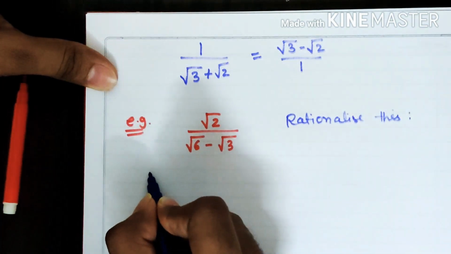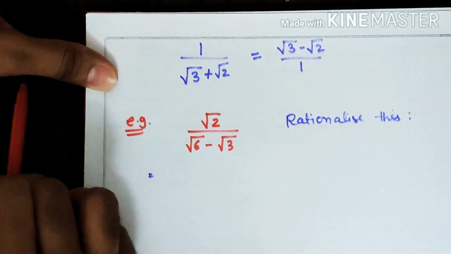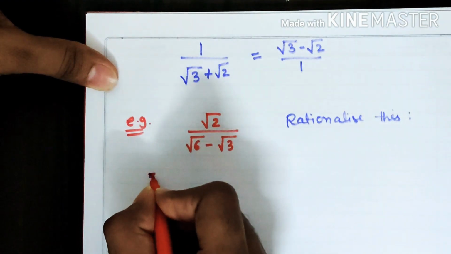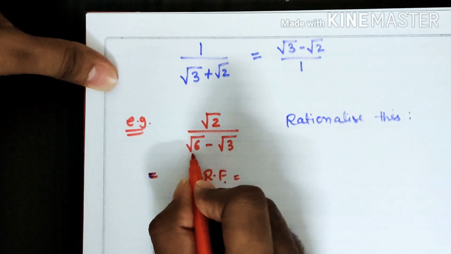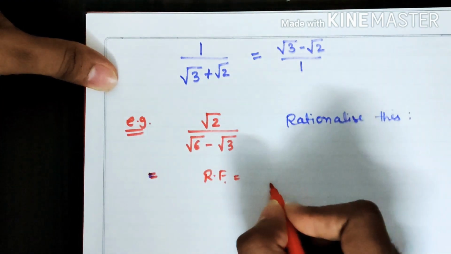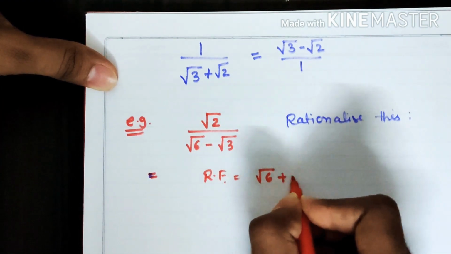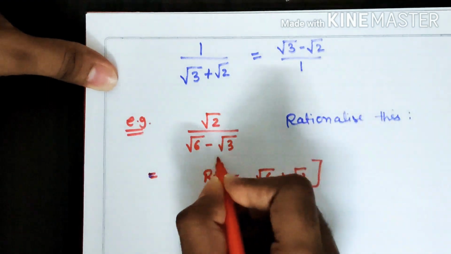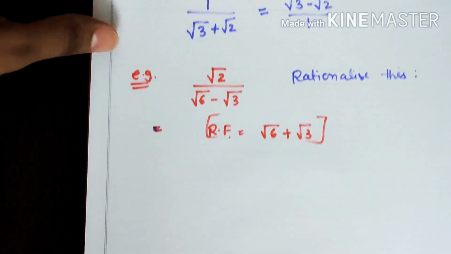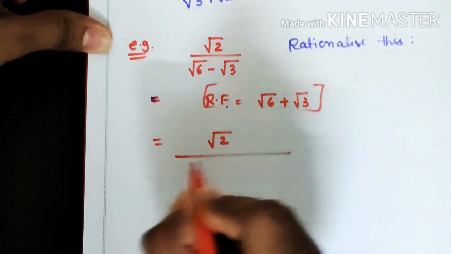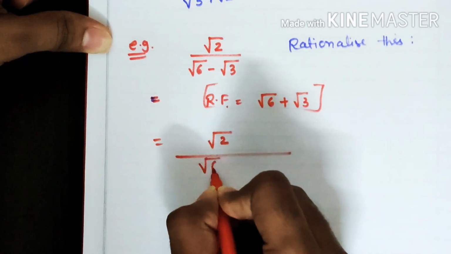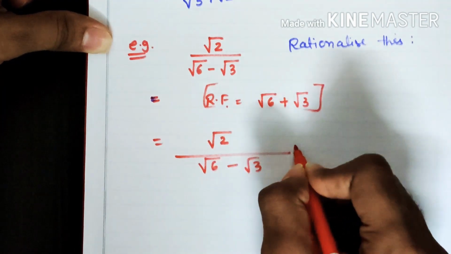Okay. First of all, we need to identify the rationalizing factor. So our rationalizing factor here, for root 6 minus root 3, will be root 6 plus root 3. Is it clear to everyone? So now, root 2 upon root 6 minus root 3.